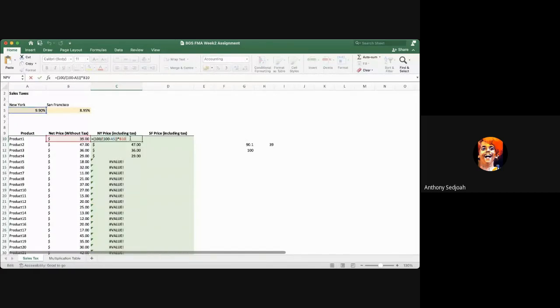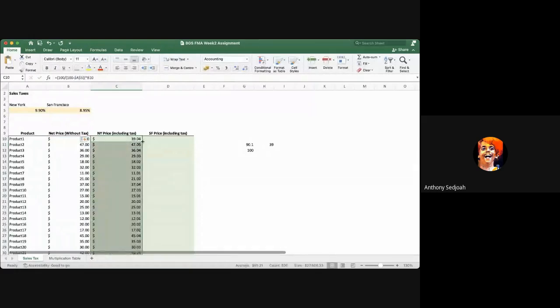Okay, so we are seeing some errors over here because I did not lock the formula for the New York tax rate. So let me do that now. I'll put a $ sign in front of the E and then in front of the 5. Okay. Any question or confusion over here?